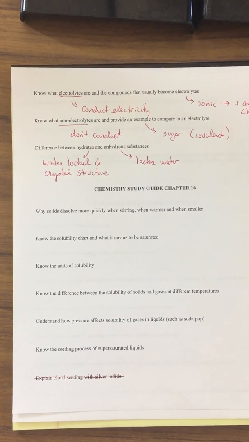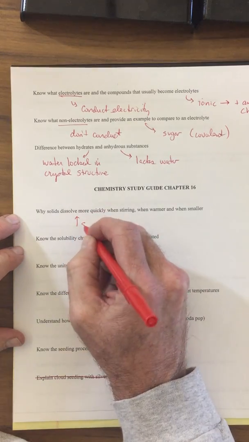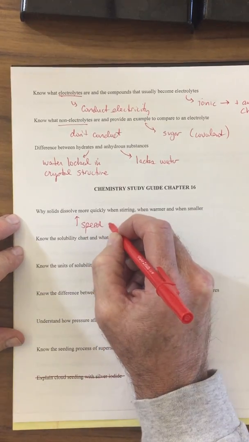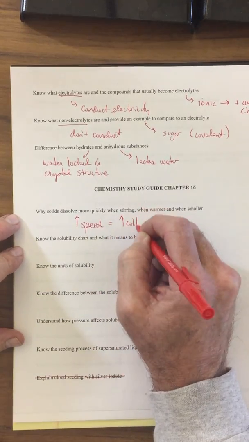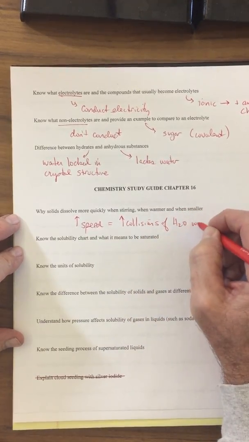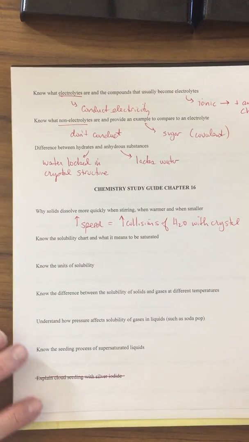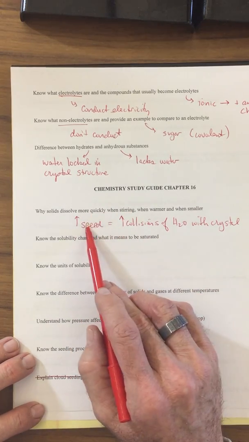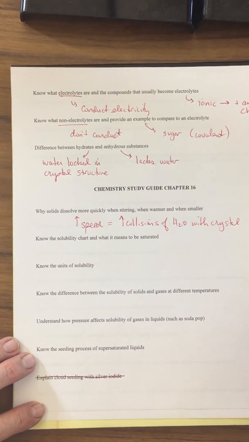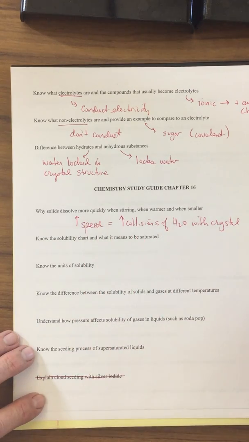Why do solids dissolve more quickly when stirring? This was the solubility races. When you increase the speed, you're going to increase the collisions of the water particles with the crystal. So if you stir faster, you're increasing the speed, you increase the collisions. When it's warmer, you're increasing the speed of the particles, more kinetic energy, you increase the collisions.